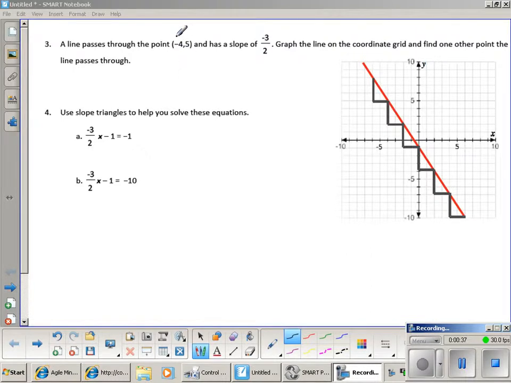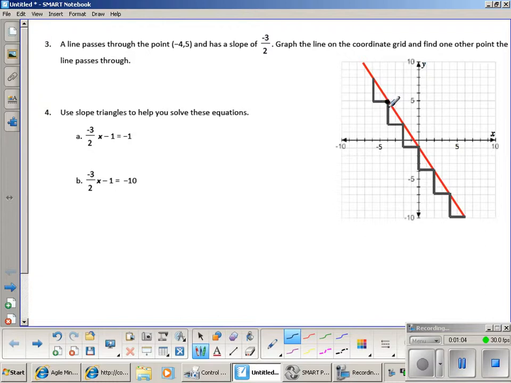So let's look at this point. They told us this passes through (-4, 5). Well, starting at the origin, I'm going to go left 4: 1, 2, 3, 4, and on the y-axis up 5: 1, 2, 3, 4, 5. So they're talking about this point right here. They tell me that the slope of this line is -3/2. I want to check that out just to make sure they're being accurate.